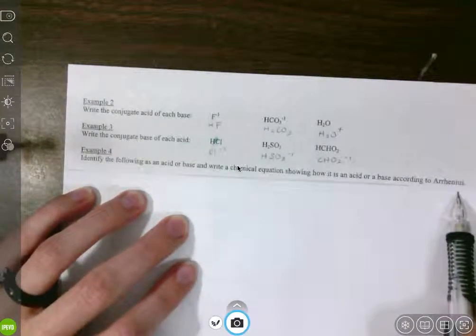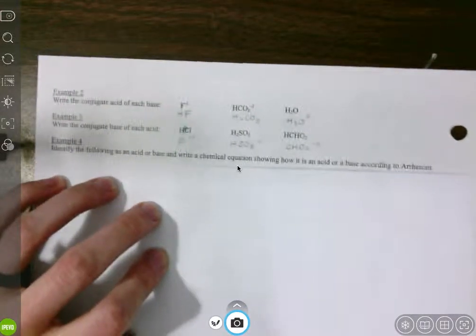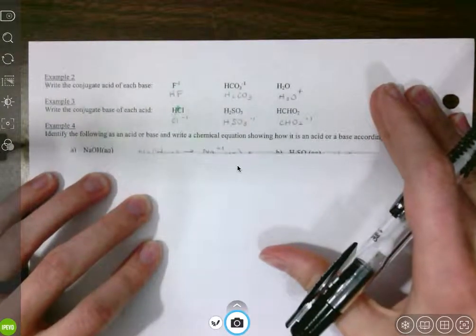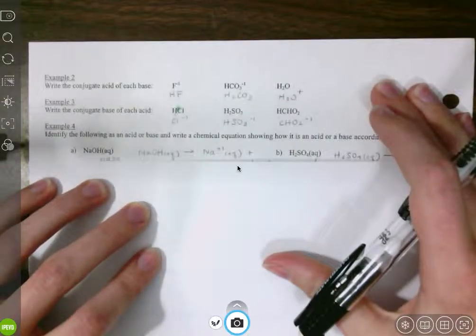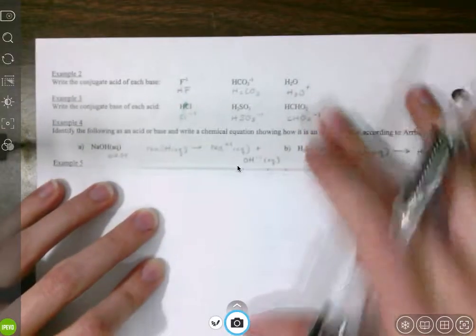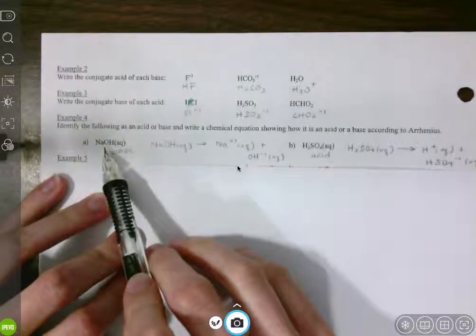So remember back to our definitions. Arrhenius said that we're going to be forming hydrogen ions, H+, and hydroxide ions, so OH- for our acids and bases. Okay, so NaOH is a base. It's got hydroxide in it. That's the easiest way to tell if something's a base. It's got hydroxide, OH.